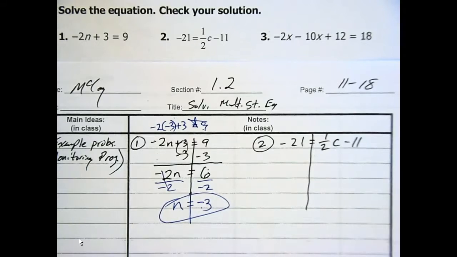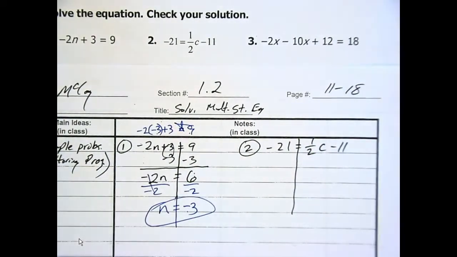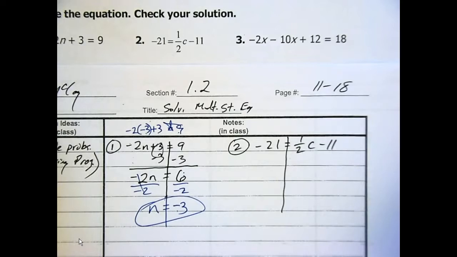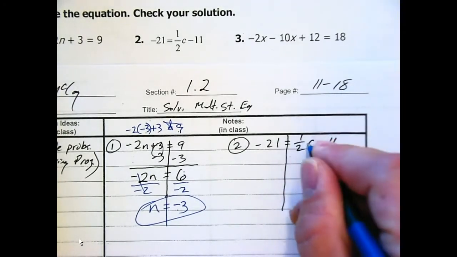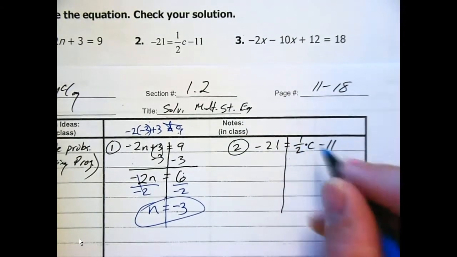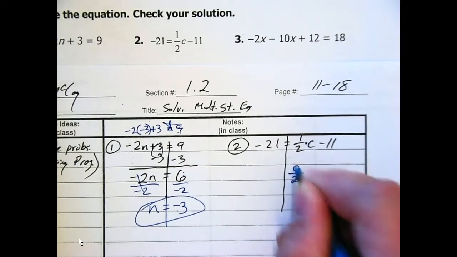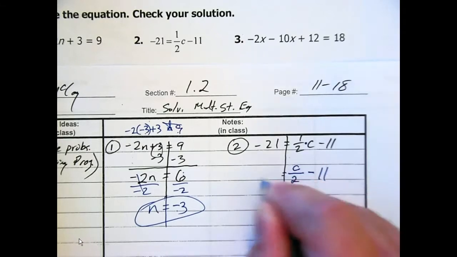So they've done it. But, easy way to get rid of a fraction. Bailey? You could, yeah, you could. You can always move the variable up to the top. That's not the easy way I was going to show you, but you can always think of it that way. If I put the variable up here, that's 1c. Notice I don't have to show the 1. Over 2 minus 11 equals negative 21.